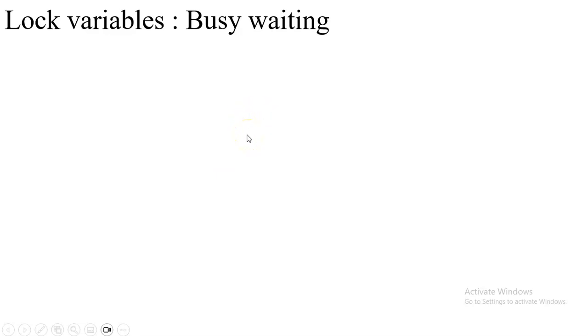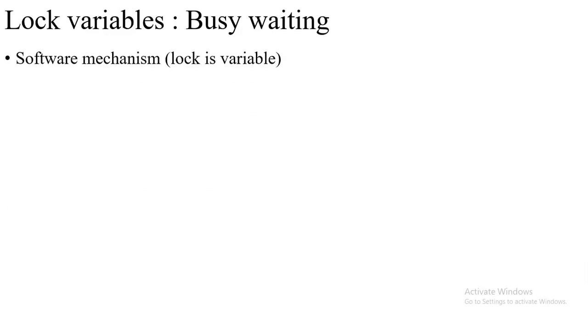In the earlier lecture we have seen about the synchronization mechanisms. There are two broad categories of synchronization mechanisms. One was busy waiting, the other one was without busy waiting. Out of which these lock variables fall under the category of busy waiting mechanism. So this lock variable is a software mechanism. Why software mechanism? Because the lock that we are going to use is nothing but a variable which is used in a programming language.